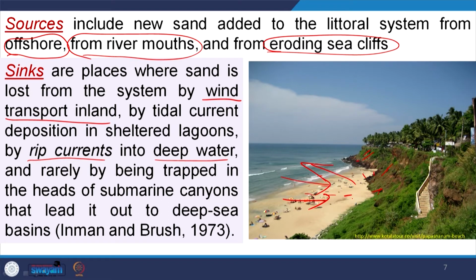And rarely by being trapped in the heads of submarine canyons. There are chances that sand removed from the system will be trapped within those submarine canyons, okay, and that leads to the deep sea basins. So, these are the 4 distinct mechanisms through which sand can be removed from the system. Sand can be added, sand can be removed. Within that, sand transportation occurs, and transportation is due to the backwash and swash zones and due to the littoral current movement.